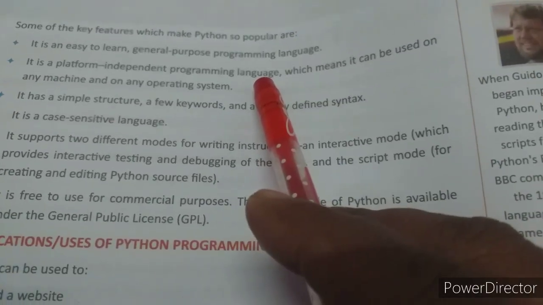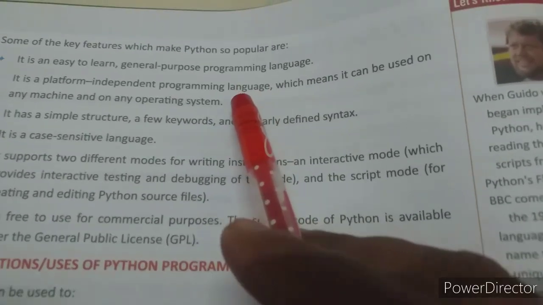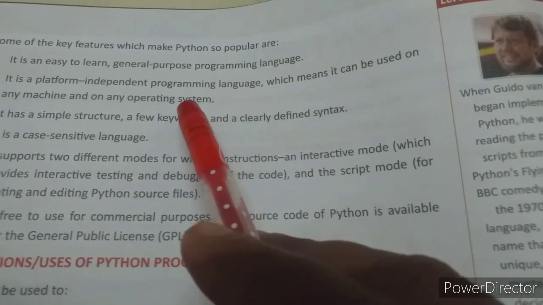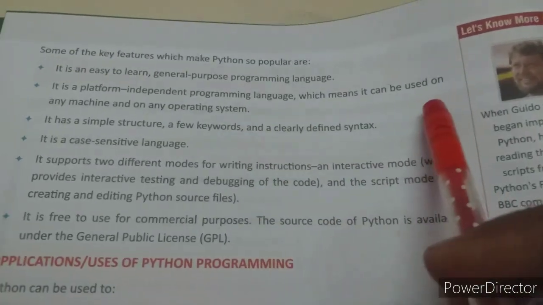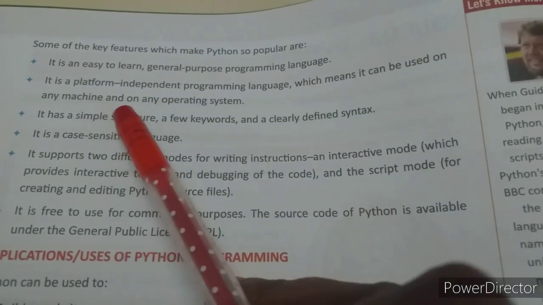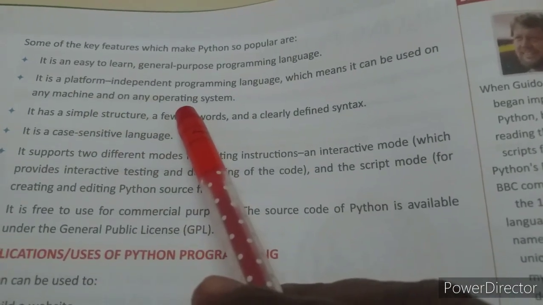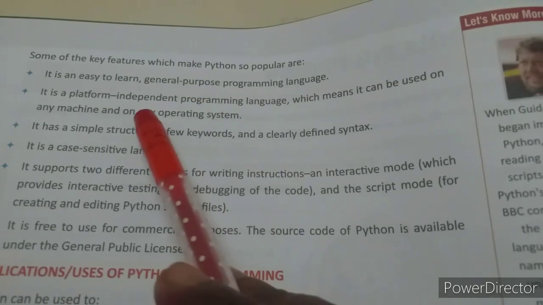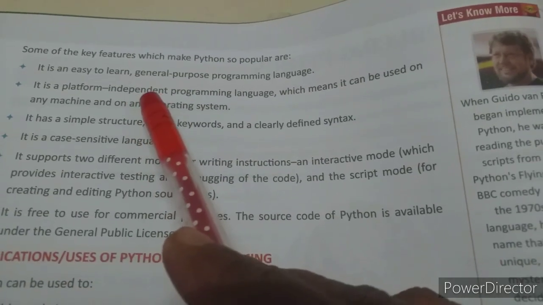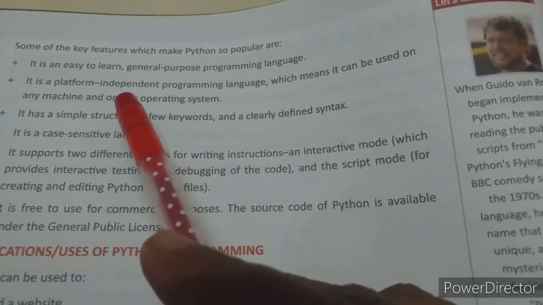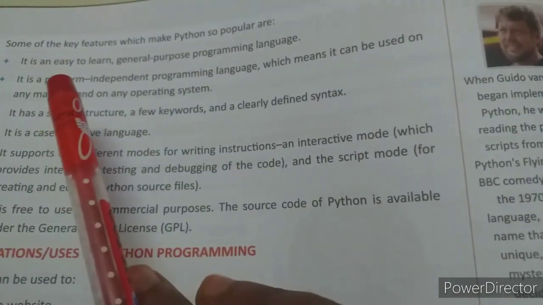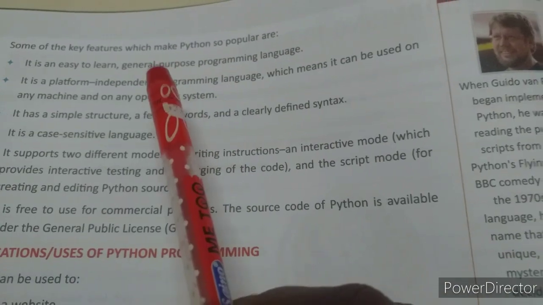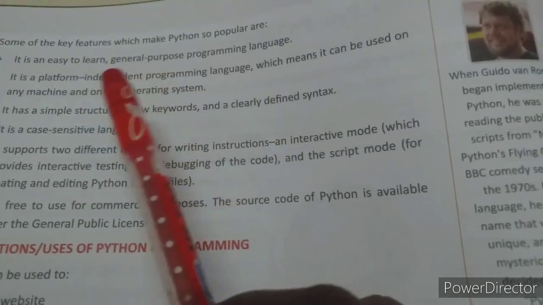Some of the other operating systems are Linux and Unix. When it comes to phones, Android or Apple OSs can be used. It means it can be used on any machine and on any operating system. As I said, independent means it will work on any other operating system. Dependent means it will work only on the particular operating system for which it was designed.